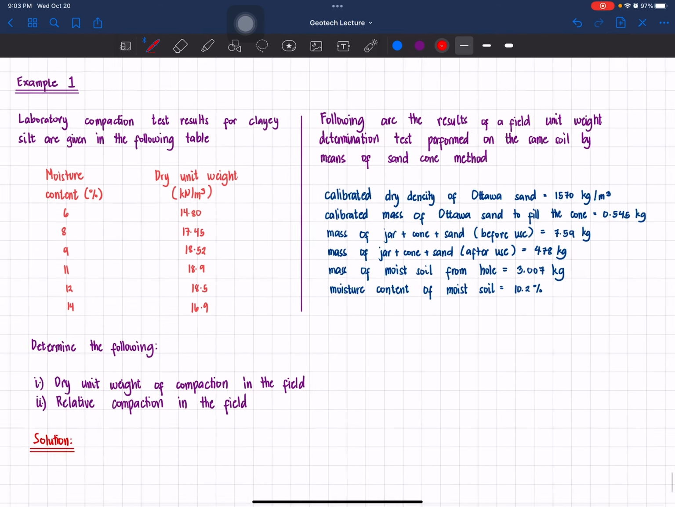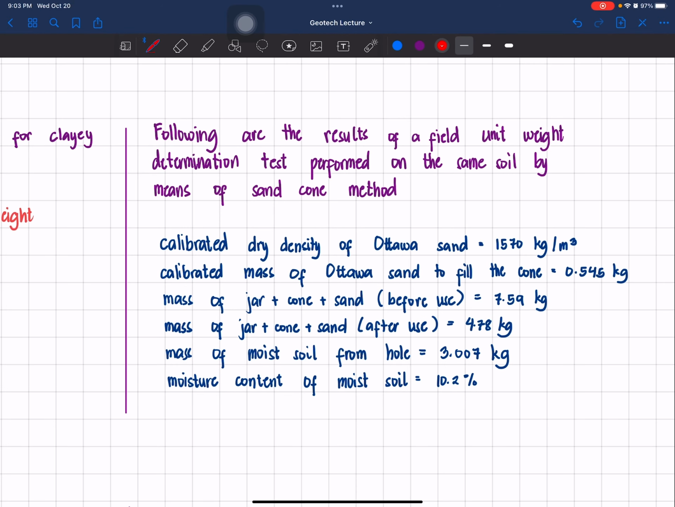Now, focus muna tayo dun sa una. Ito, the following are the tests of the field unit weight determination performed on the soil by means of sand cone method. So, meron tayong calibrated dry density of Ottawa sand. Meron tayong calibrated mass of Ottawa sand to fill the cone. We have the mass of the jar, the cone, and the sand. That is before use. Okay, so that's the apparatus. Okay, so mayroon tayong 4.78 kilograms. And then, meron tayong mass of the jar, cone, and the sand after natin siyang gamitin. So, we have 4.78. Okay, and then we have the mass of the soil from the hole. And then, we have the moisture content of the soil.